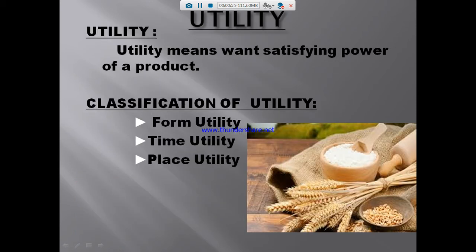Next we saw about utility. So what is meant by utility? Utility means the want-satisfying power of a product. The want-satisfying power of a product is nothing but the need of a customer. What is the actual need of a customer? So utility means the want-satisfying power of a product. What is the classification of utility? The classification of utility is of 3 types: form utility, time utility, place utility.